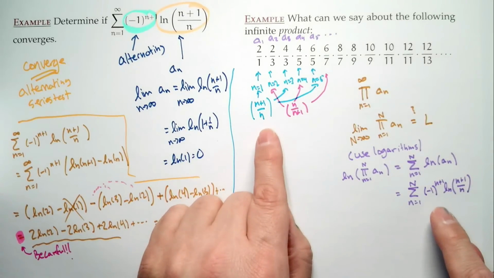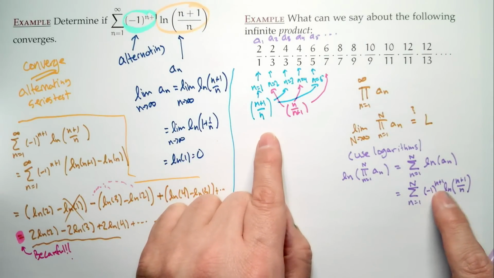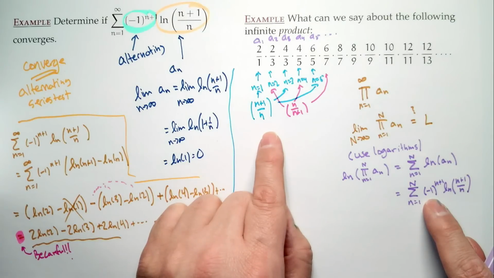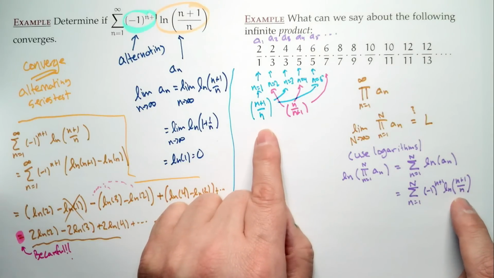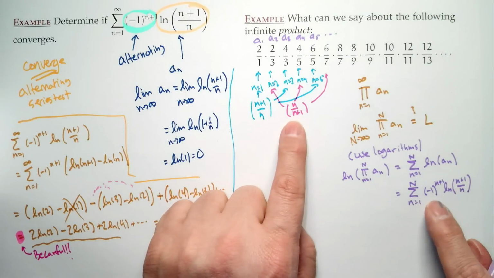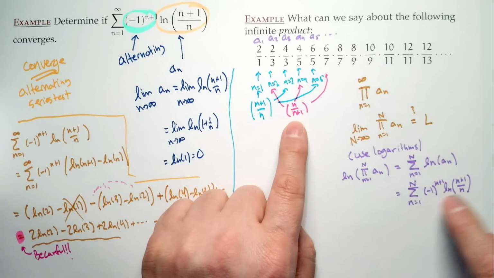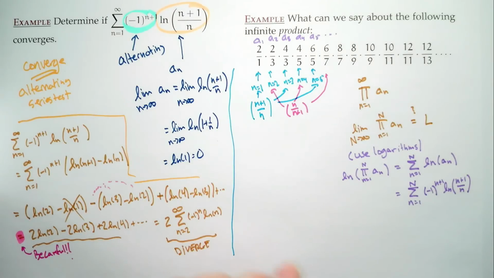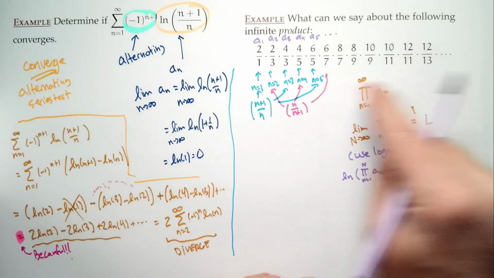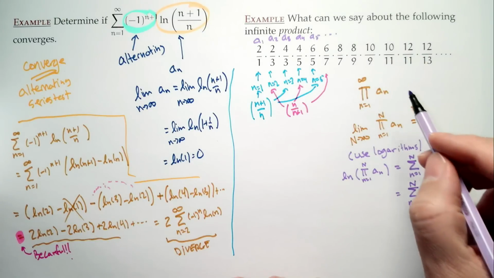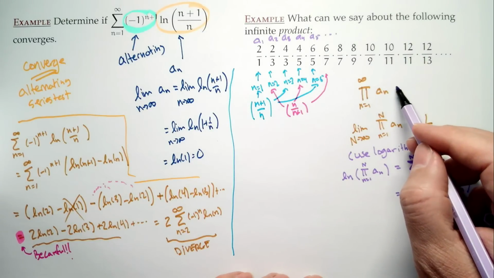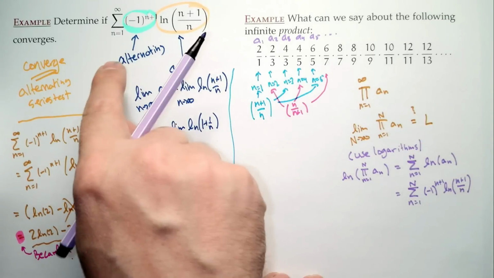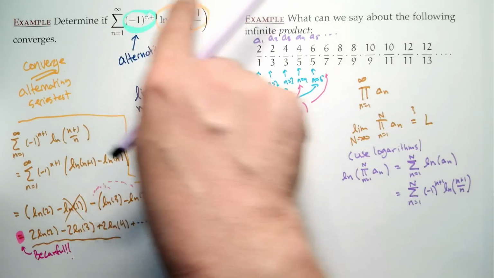You see, because when n is an odd number, an odd plus 1 makes this an even. Negative 1 to an even is 1. So we end up with n plus 1 over n. When we're an even number, n plus 1 is odd, so we get a minus. And when we take a minus times a log, it's like we flip the inside, so we get n over n plus 1. So the question about whether or not this infinite product converges is the same as asking, does this infinite sum converge?